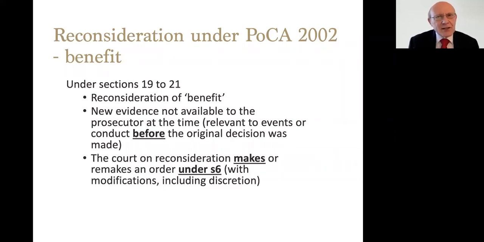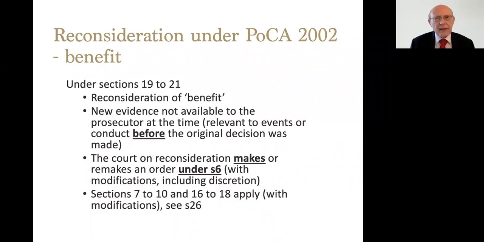The court, on reconsideration, makes a new order or remakes the existing order under Section 6. Section 6, of course, is the main section within PoCA which deals with the making of a confiscation order. So we're using here the machinery of Section 6 again to remake the order. Section 6 requires some little modifications so that we are dealing with events or conduct before the original decision was made, but that's the machinery we're using under sections 19 to 21. And so sections 7, 8, 9, 10 and 16 to 18 apply as well, with some modifications. And you'll see those modifications in section 26.